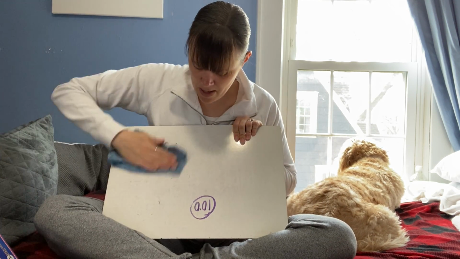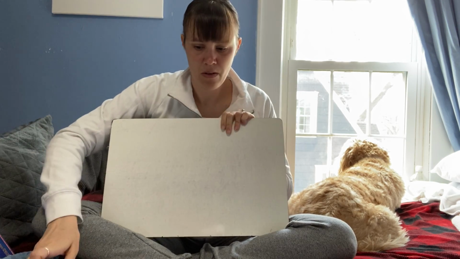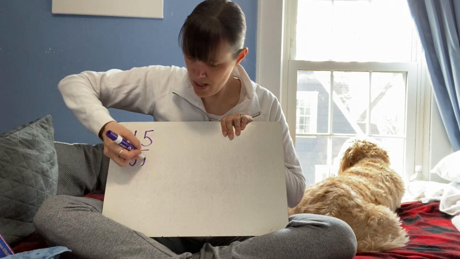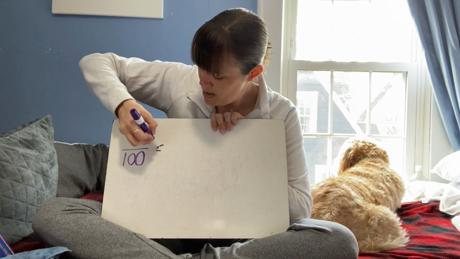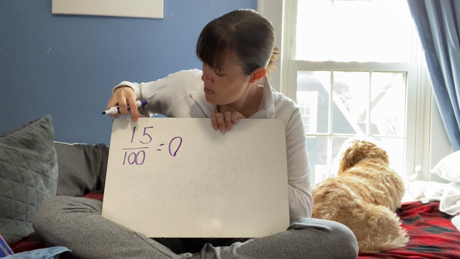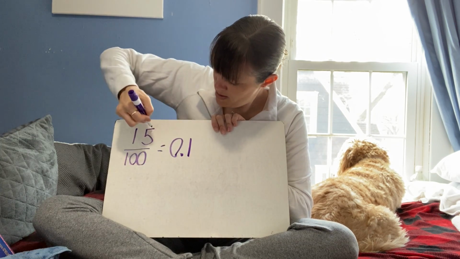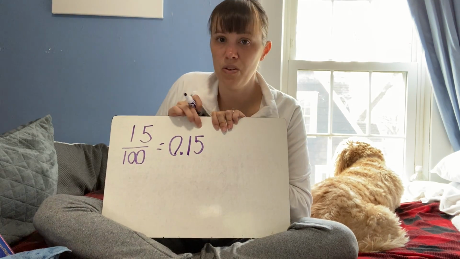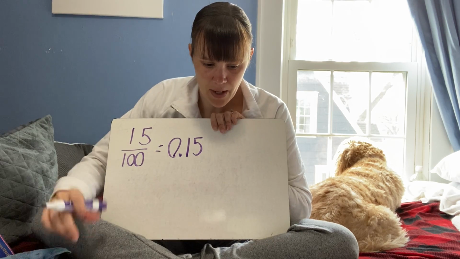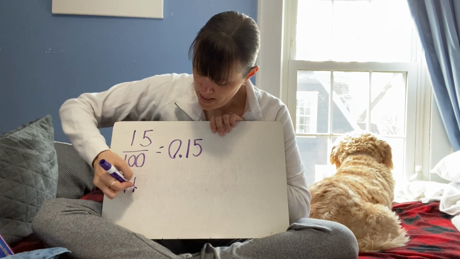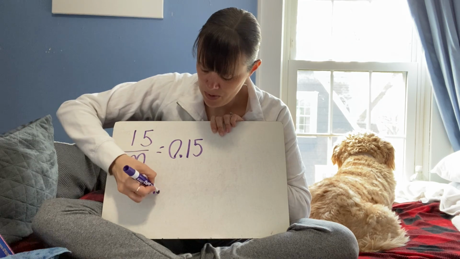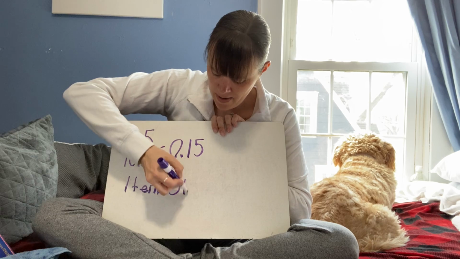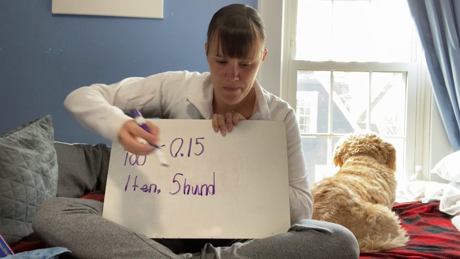Okay, now B, we have 15 hundredths, right? Now, how do we write that in decimal form? 0. We have 1/10, and we have 5 hundredths. 15 hundredths. This is 15 hundredths, right? Okay, so how many tenths do we have? We have 1/10, and how many hundredths? I'm not going to write the whole thing out. We have 5 hundredths.